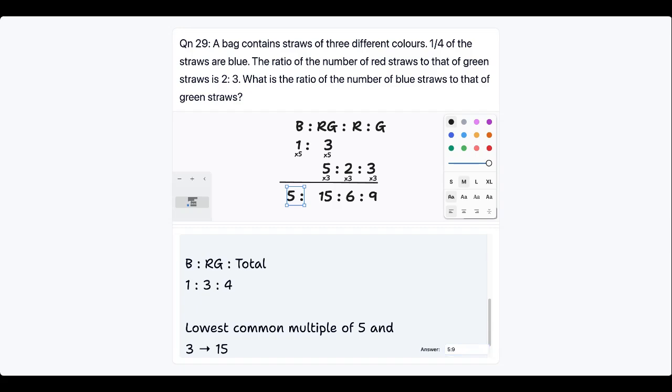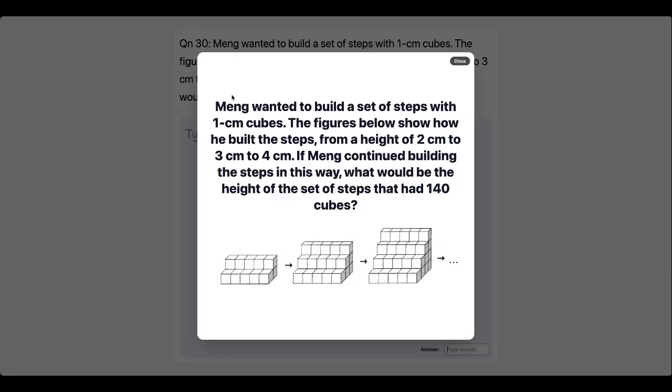There you go. All right, question 30. Meng wanted to build a set of steps with 1 centimeter cubes. The figures below show how he built the steps from a height of 2 centimeters to 3 centimeters to 4 centimeters. If Meng continued building the steps in this way, what would be the height of the set of steps that had 140 cubes?